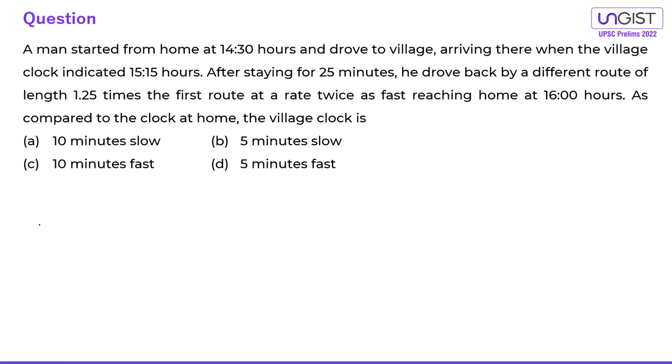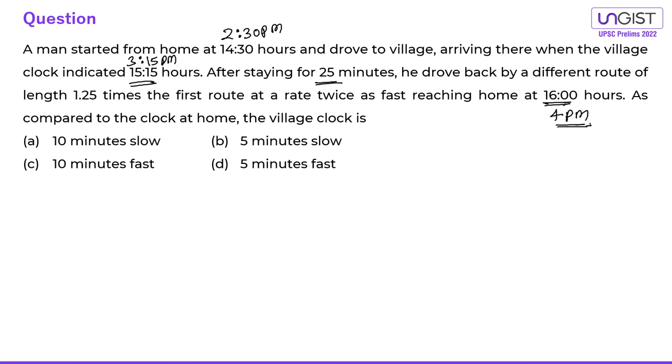After staying for 25 minutes, he drove back by a different route, of length 1.25 times the first route, at a rate twice as fast, reaching home at 16 hours. It means 4 p.m. As compared to the clock at home, the village clock is... Okay, everyone, just wait. So this is 2:30 p.m. I'm writing it. And this is 3:15 p.m. And this is the 25 minutes stay. And then 4 p.m.